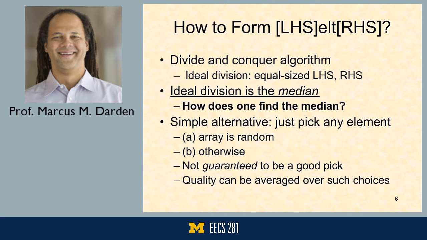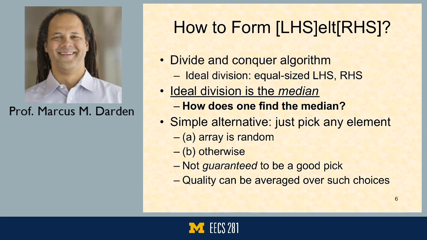The question is, how do we form this left-hand side followed by ELT followed by right-hand side? We're going to keep dividing and conquering, and ideally we would love that ELT to be the median. If the ELT was the median of the container or the range that I'm sorting, then there would be as many items in LHS as there are in RHS. That's going to be the best for me because over the life of the sort, if I'm always dividing it exactly in half, I've got the least number of divisions.